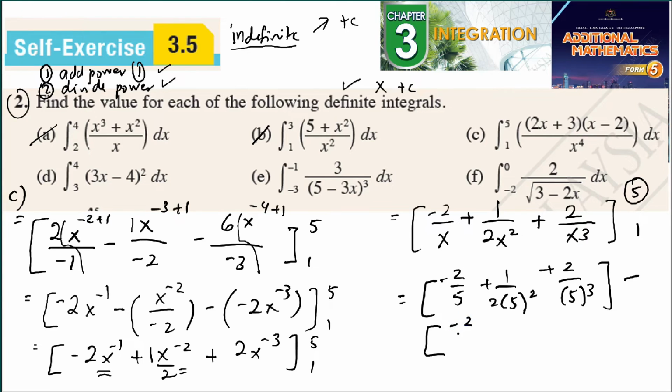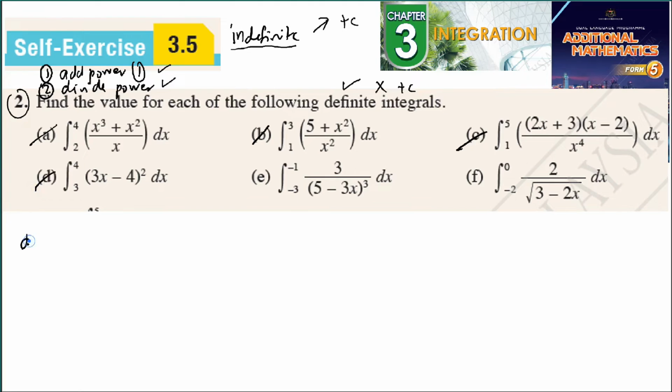So here would be negative 5 over 1. You see here, x here. Plus 1 over 2, 1 square. Okay, now second one. And then plus 2 over 1 cube. So just press your calculator. Make sure you type it right. And you are supposed to get negative 108 over 125.